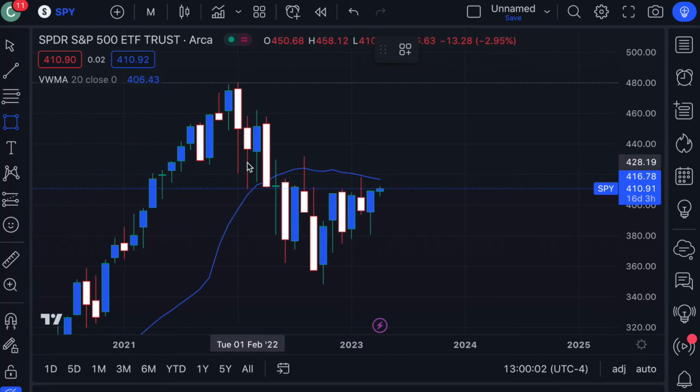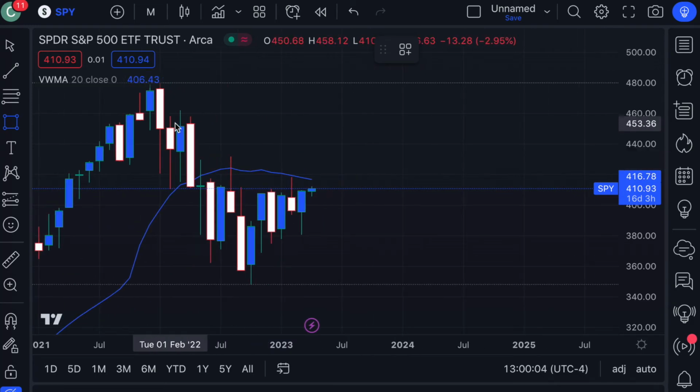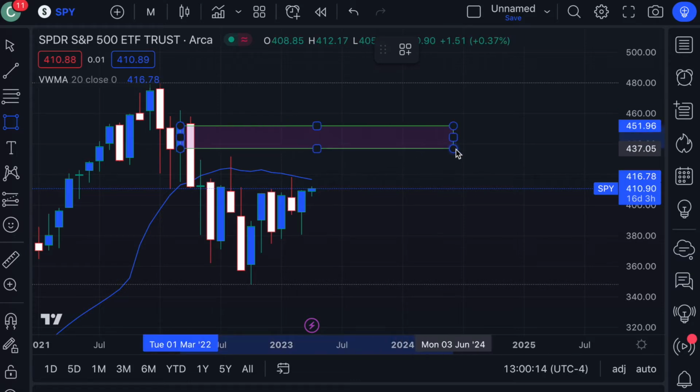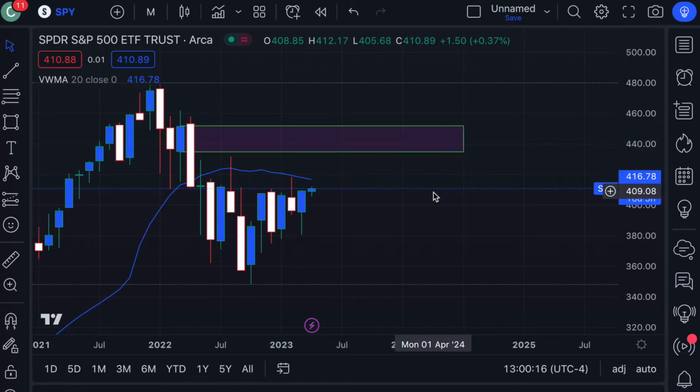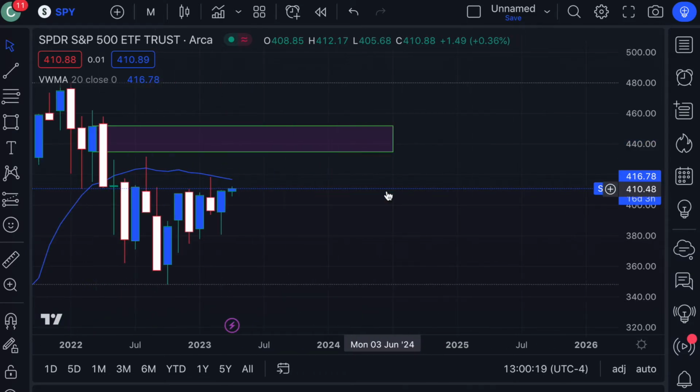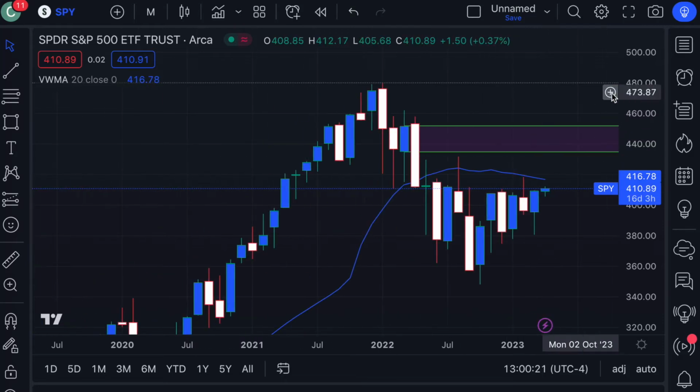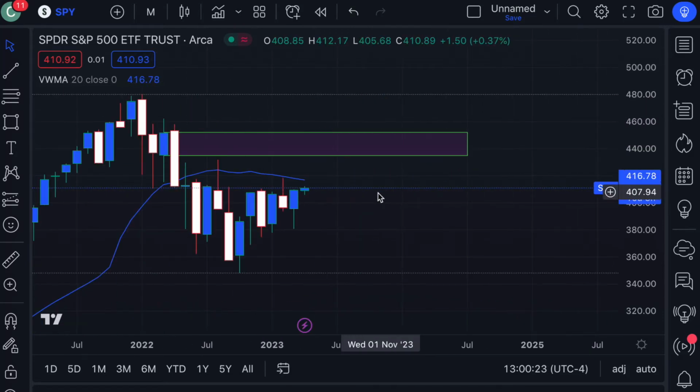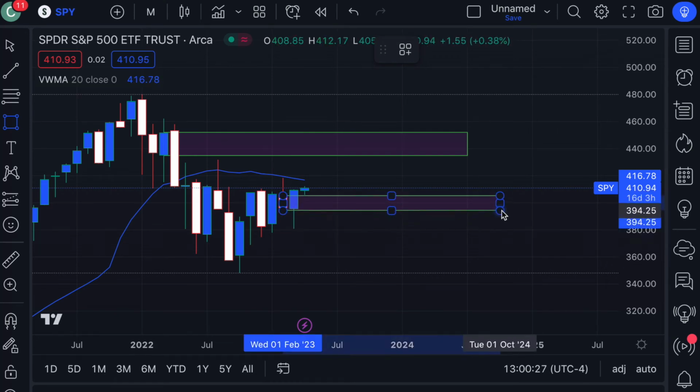First, let's start out on the monthly time frame. I'm going to get my rectangle tool, and I'm just going to show you guys how I like to mark my supply and demand zones. This is an example. You see here we have a move up and then a bearish engulfing candle down. This is where I would like to mark out a zone as an area of supply, an area where there's going to be a lot of sellers in the market.